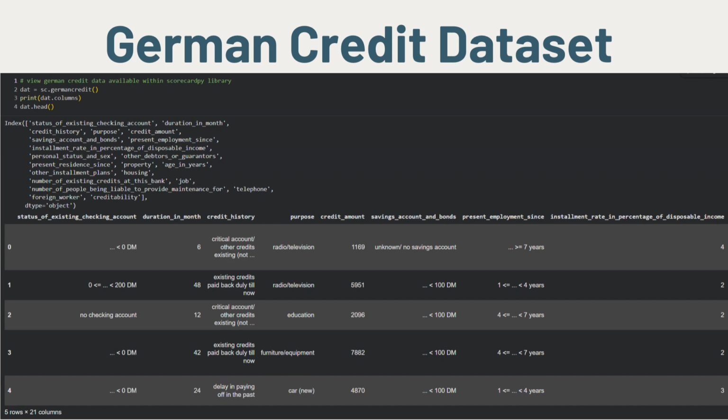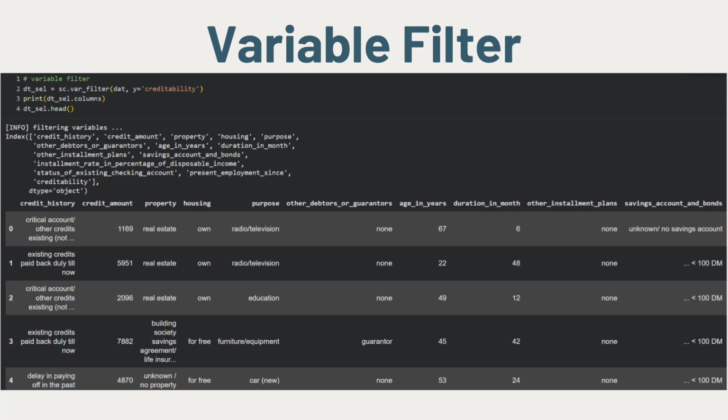For a start, the library provides a toy dataset. We can load it using the germancredit function. It is a credit score dataset, with the target column being creditability, and it has 21 columns. To preprocess the data and ensure that it is in a format that can be ingested for weight of evidence binning, we will need to pass the dataset through the var_filter function and specify the target variable as an argument. Notice that after passing through the var_filter function, the number of columns has reduced from 21 to 14. This is because columns that do not meet the preprocessing requirements are removed.